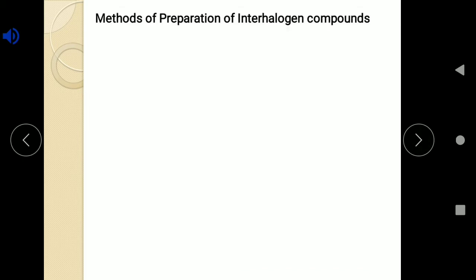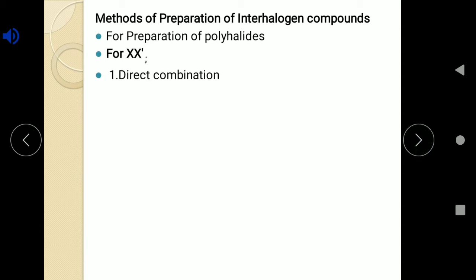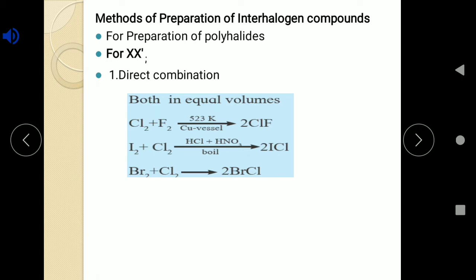Now, let us consider methods of preparation of interhalogen compounds one by one. For the first type, that is XX dash, the first method is direct combination of the halogens. Suppose we want to prepare chlorine monofluoride, then take chlorine and fluorine in equal volume, and at 523 Kelvin in a copper vessel they form chlorine monofluoride. Likewise, iodine and chlorine in equal volumes, if we react with each other in presence of an acid, then they give you iodine monochloride. Same way, bromine chloride can also be formed by taking bromine and chlorine in equal volumes.